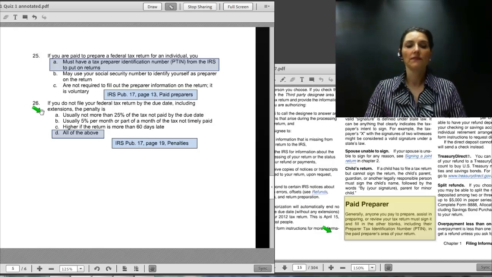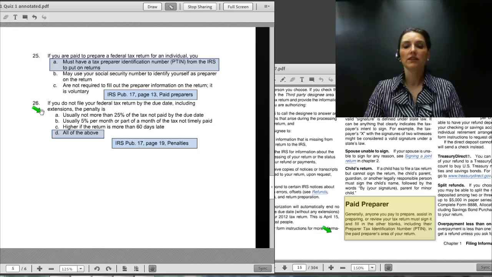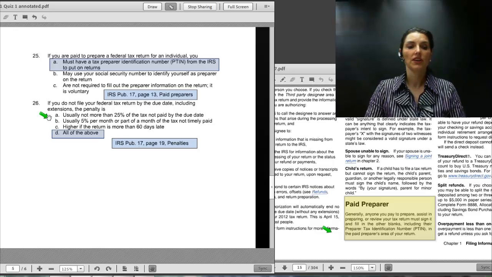26, if you do not file your federal return by the due date, including extensions, the penalty is, and the answer is D, all of the above. Let's see what the options are. Usually the penalty is not more than 25% of the tax not paid by the due date, and usually 5% per month or part of a month that the tax is not timely paid, and a higher amount if the return is more than 60 days late. It can potentially be a higher amount.